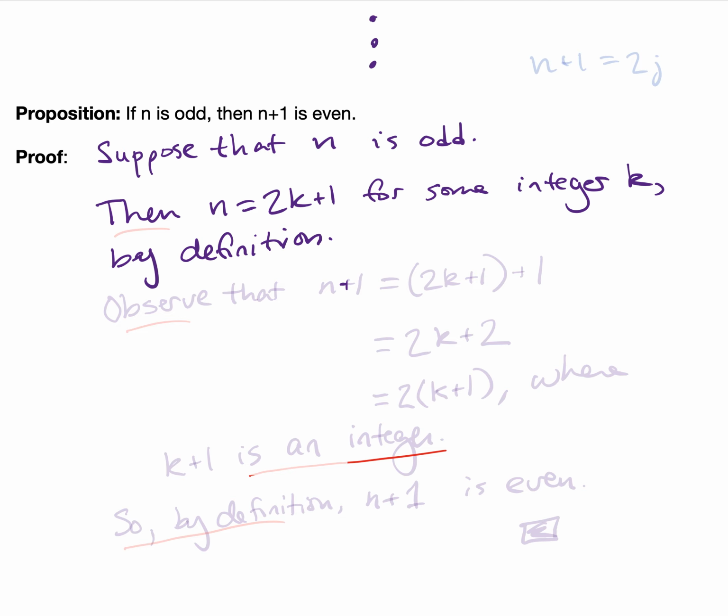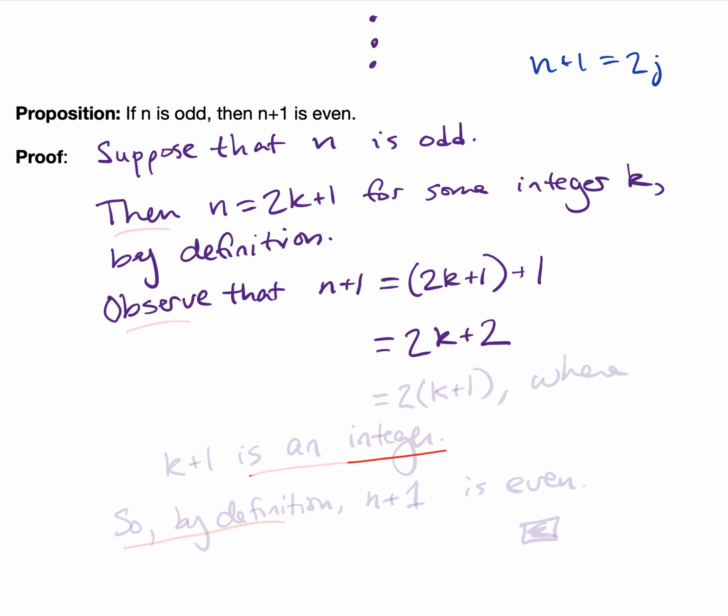We're trying to prove something about n plus 1. So we could say something like, observe that n plus 1 is then equal to, well, n is 2k plus 1, and we could simplify that, so that's equal to 2k plus 2. And what are we trying to prove? We're trying to show that n plus 1 is even. We're trying to show that n plus 1 is equal to 2, say j, for some integer j.